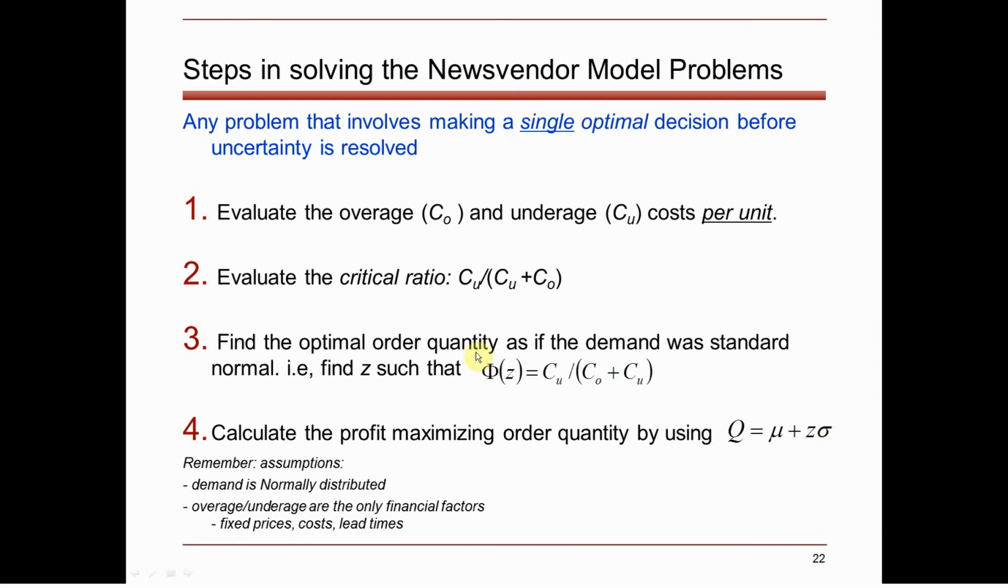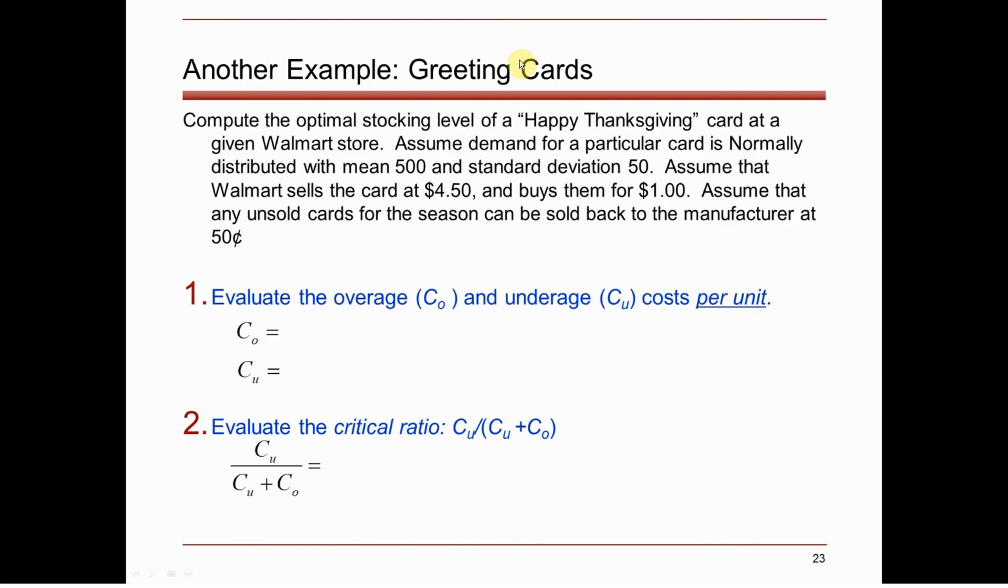So when you're doing a Newsvendor problem, keep in mind your assumptions: that demand is normally distributed and that the underage and overage are the only financial factors. But if you have other financial factors that come into play, then you don't have a Newsvendor problem. Things like fixed prices, costs, and lead times do affect our situation, but they are not relevant to a Newsvendor problem.